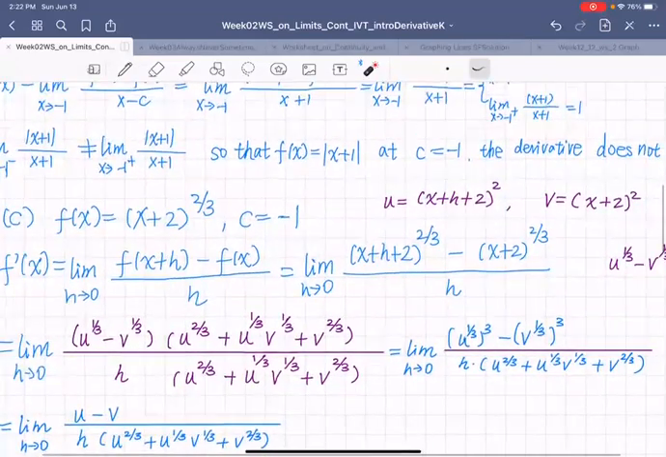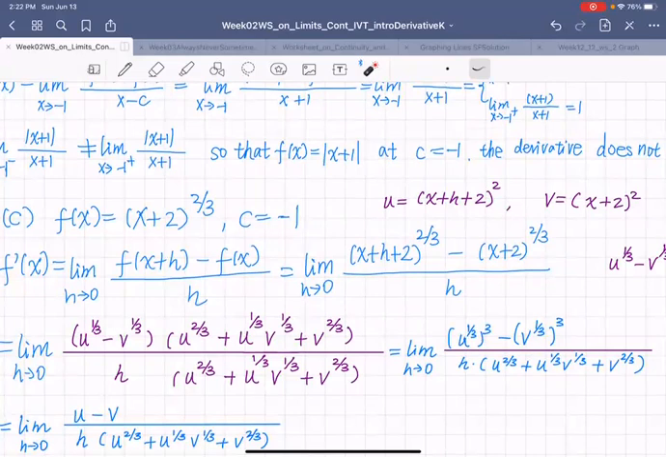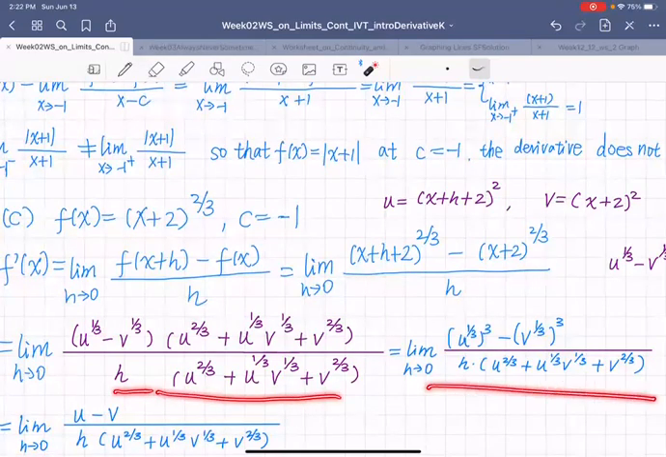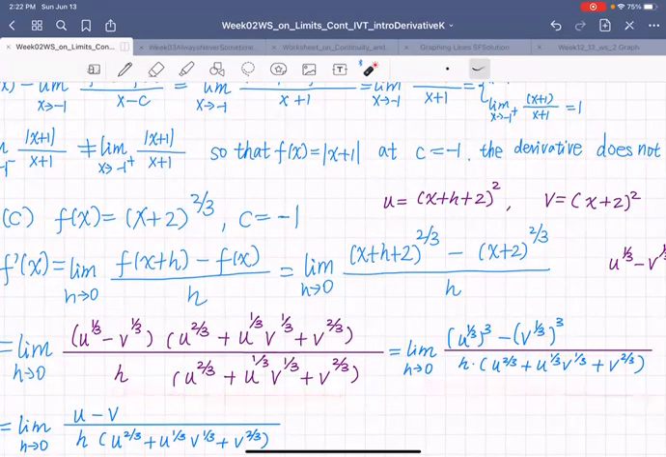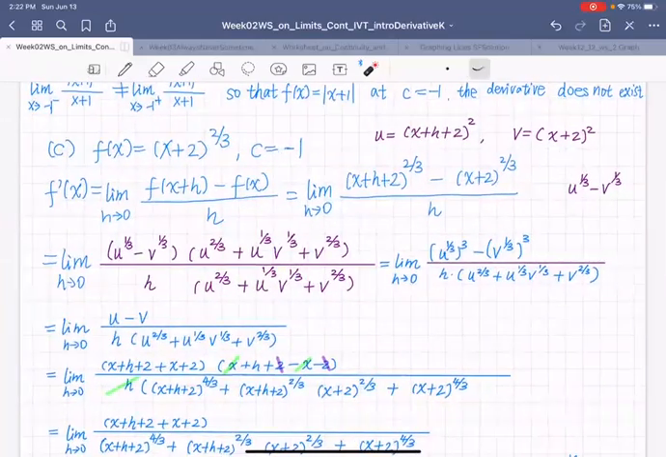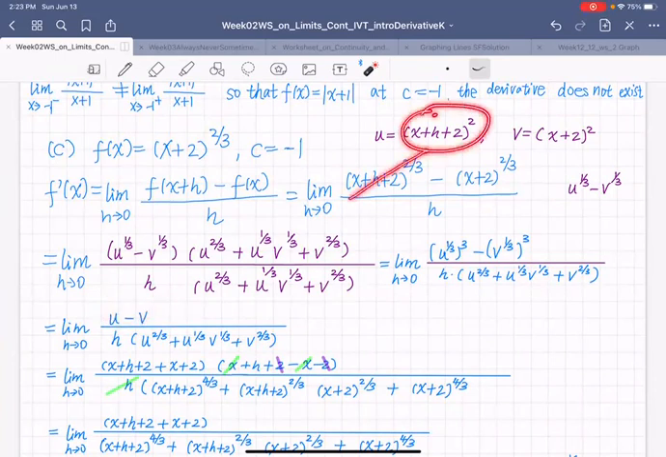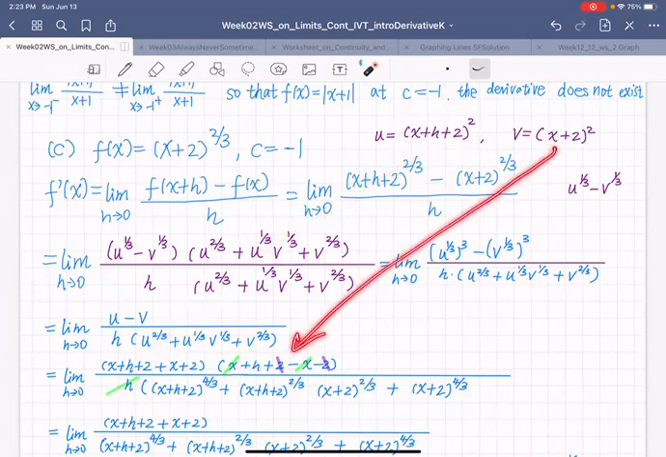All right, then let's continue. This is u, this is v, and the denominator we just copy down, right? Yeah. Okay. Now, watch out here. u minus v. So we have to bring this guy back, and then bring this guy back, right? u is this guy squared. v is this guy squared.